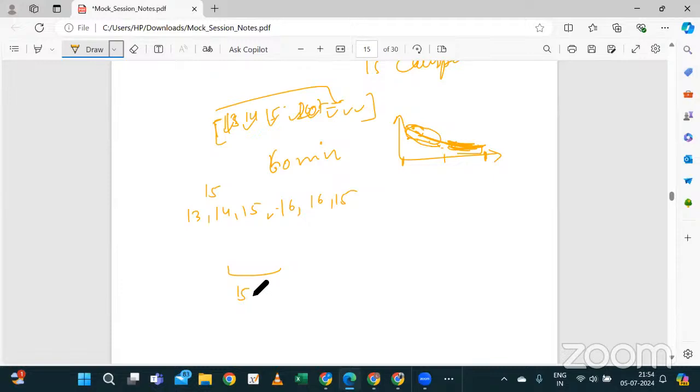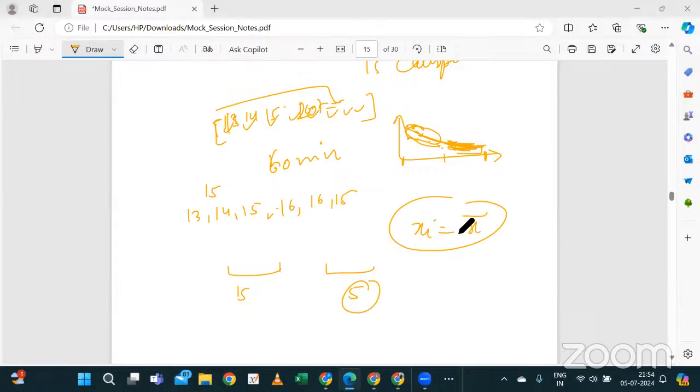Per hour, right? On an average. Yes or no? But for the second, the average got changed, right? It is 5. Correct? So here, xi is not equal to x bar. It's not equal to, correct. Xi is not equal to x bar.